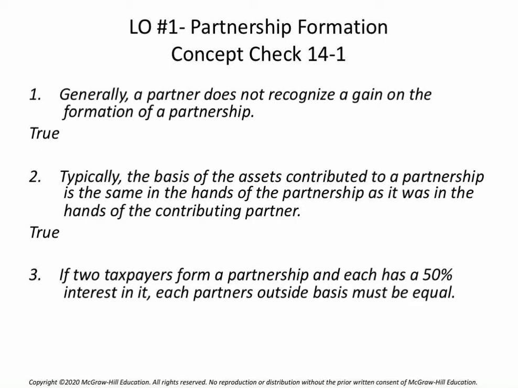Concept check 3, if two taxpayers form a partnership and each has a 50% interest in it, each partner's outside basis must be equal. And that's going to be false. In our example before, where we had $10,000 contributed in cash by one partner and a $10,000 piece of property contributed by the other partner, the basis would be $10,000 for partner 1 and $8,000 for partner 2. So those would be separate bases. So it does not have to be equal upon formation.